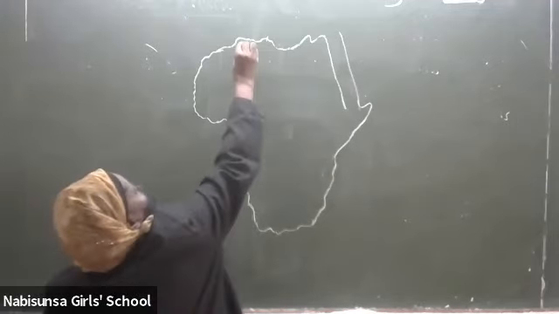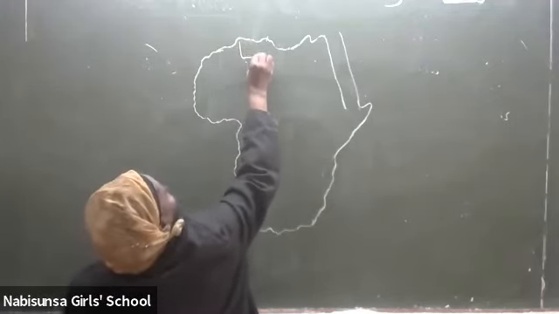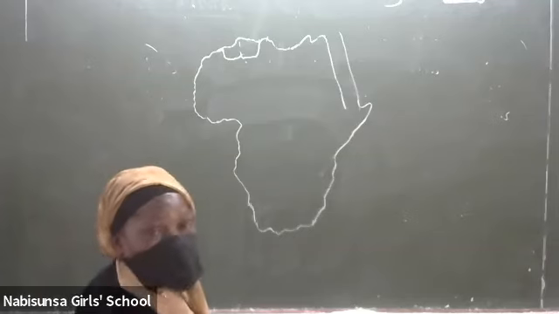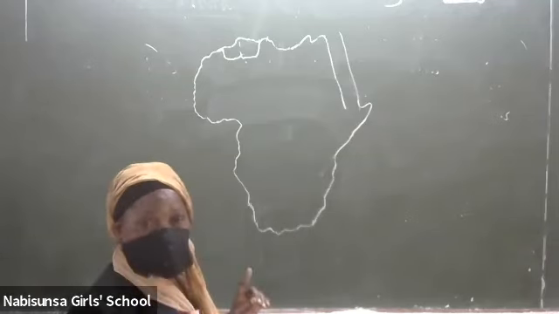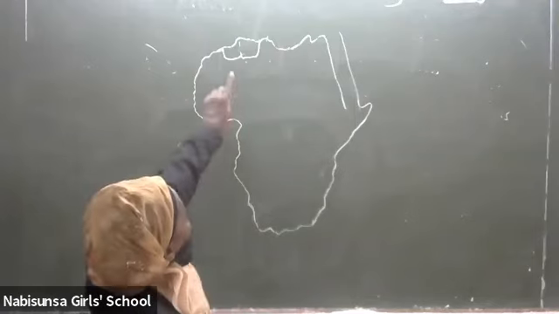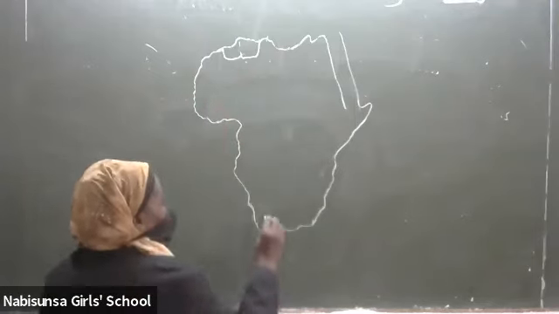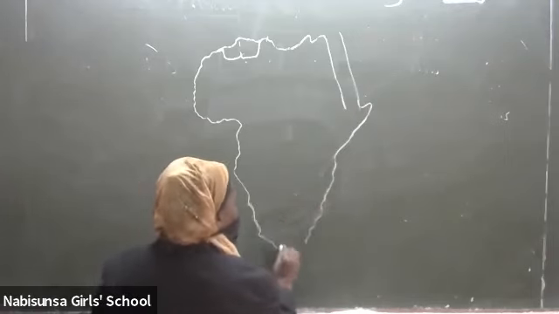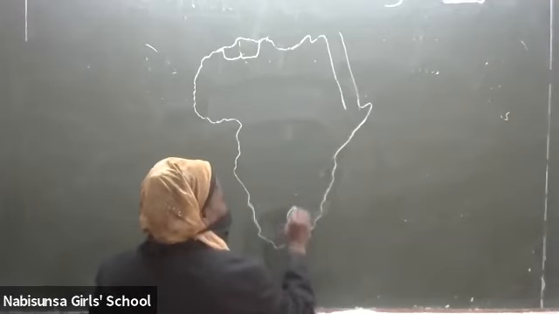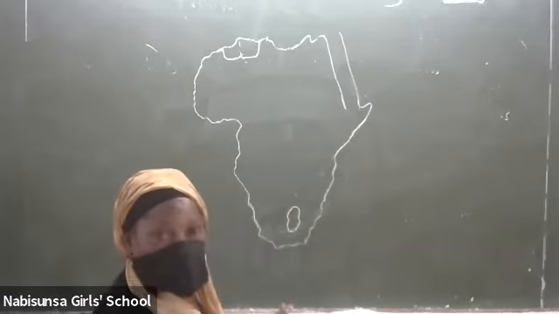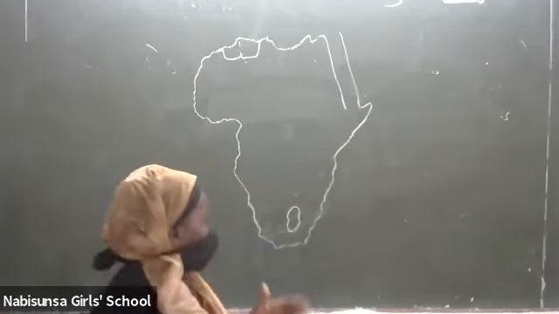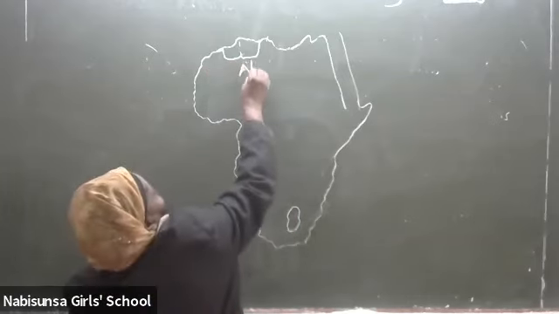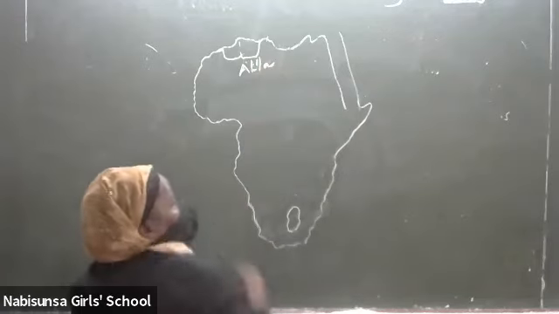So we are saying that the Atlas Mountains are located somewhere here. These mountains, we said you must know how they were formed. That is the only thing. These mountains and the Drakensberg Mountains, we are not going to look at them one by one because they were formed in the same way. So we have the Drakensberg Mountains here, and the Atlas Mountains there.